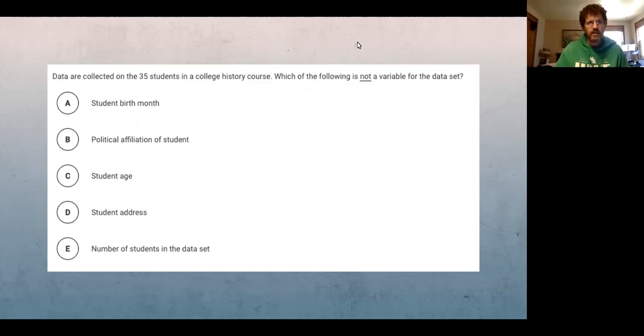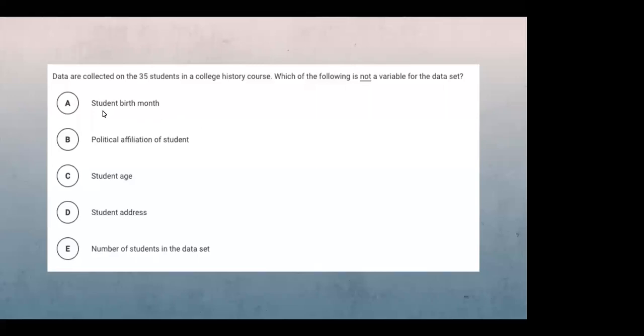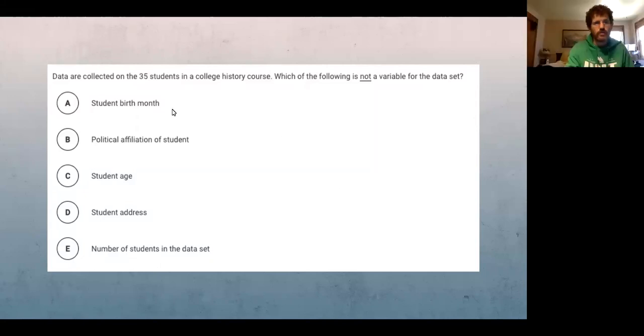So in this case right here, the concept that we're talking about is what's the difference between a variable and a summary statistic. All right, because what we have is data collected on 35 students in a college history course. A variable is going to be a piece of information related to each case, each data point in the data set. So you could have, when you've got your student, like student A, B, C, D, and whatever, they're going to have a birth month, they're going to have a political affiliation, their age, and their address.